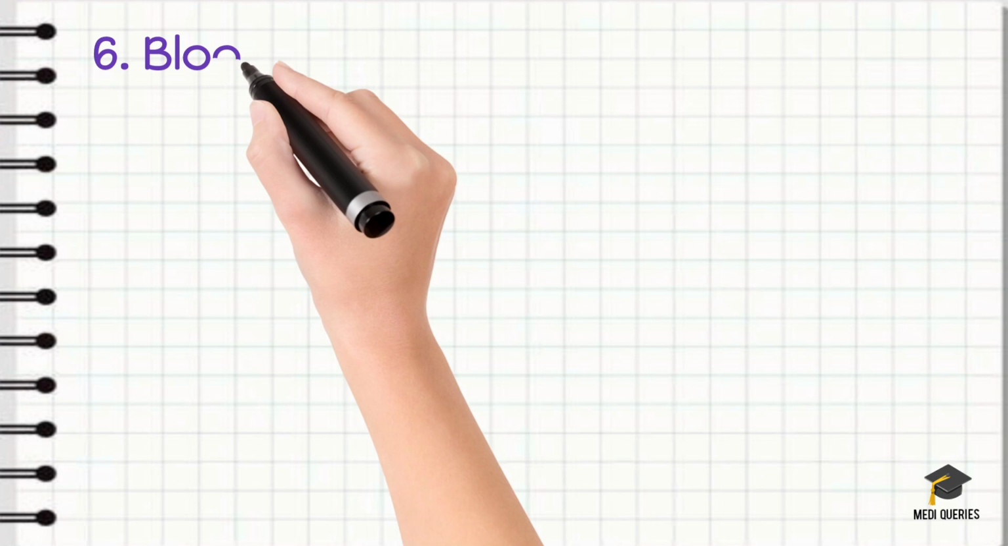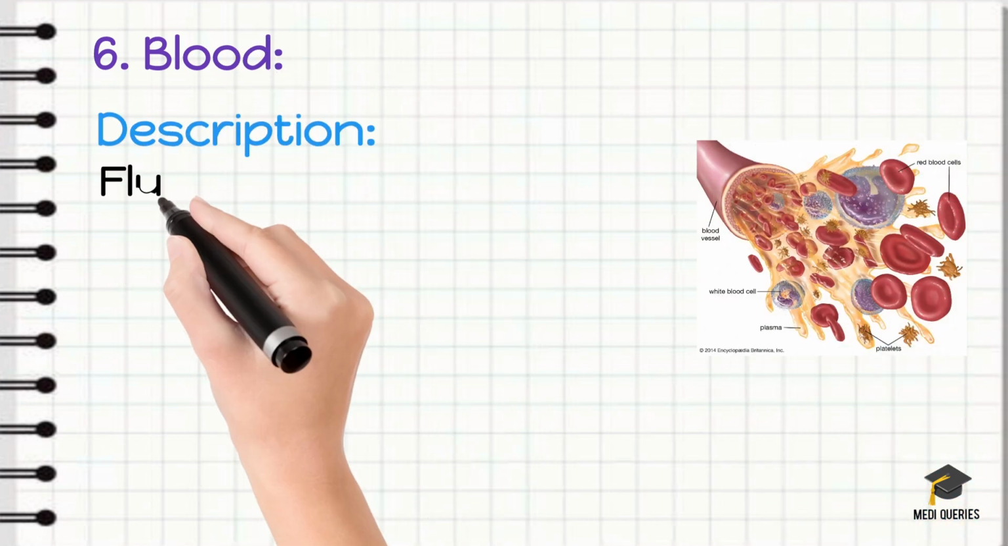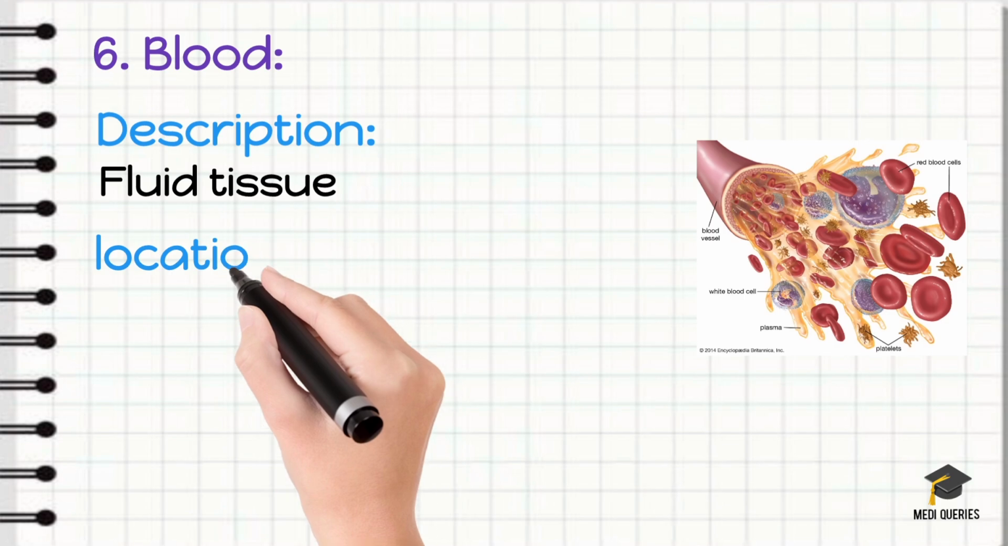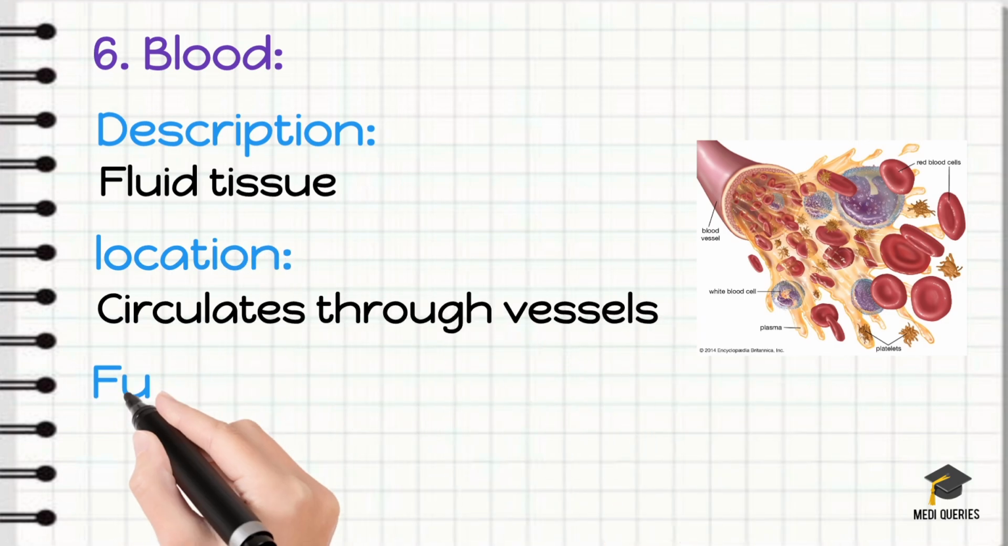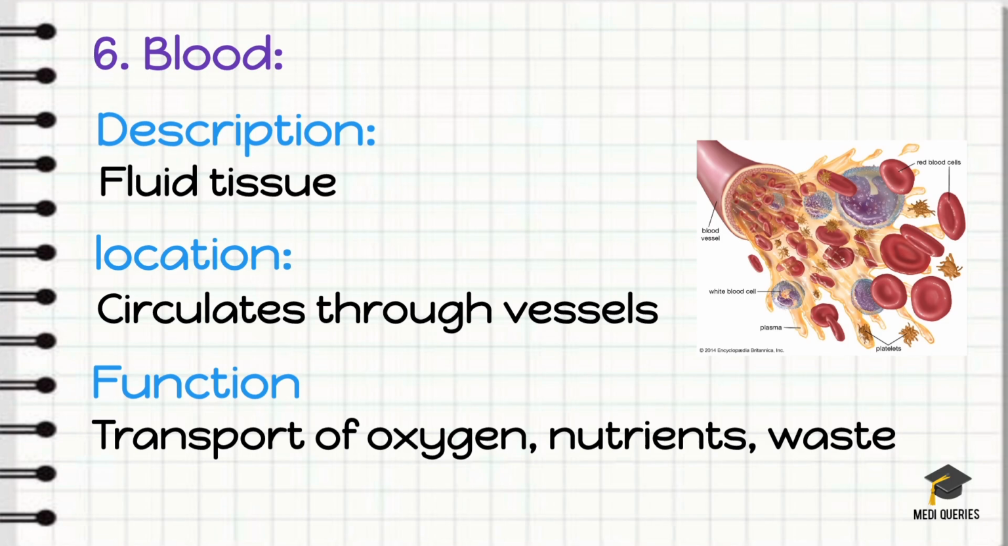And next one is the blood. So blood is a fluid tissue, I already told that. So the location of blood is mainly it circulates through the vessels. Okay, and the function of it is transportation of oxygen, nutrients and waste materials in the body. Okay, so this is all about the connective tissue.